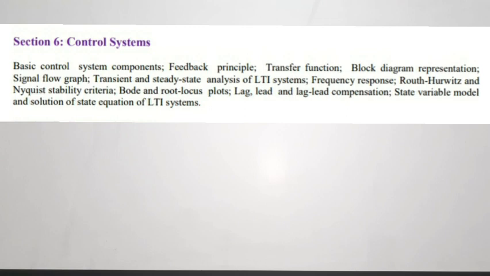Then Bode and root locus plot, lag, lead and lag-lead compensation, and also state variable model and solution of state equation of LTI systems. So these are the topics you have to cover from control systems. These are the subjects you have to study from your core area. That is, for an electronics student, these are the important subjects.